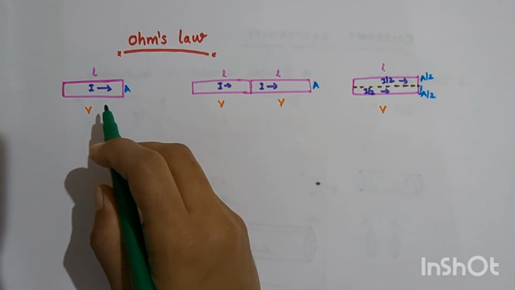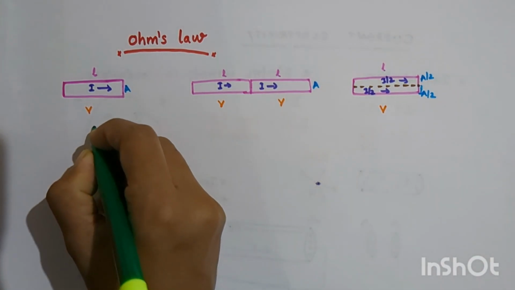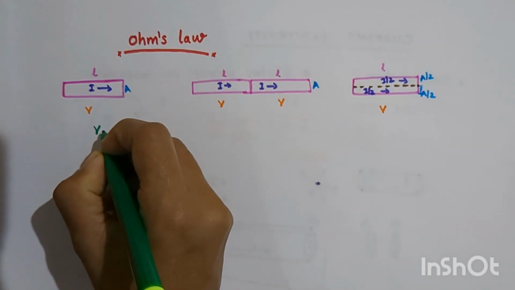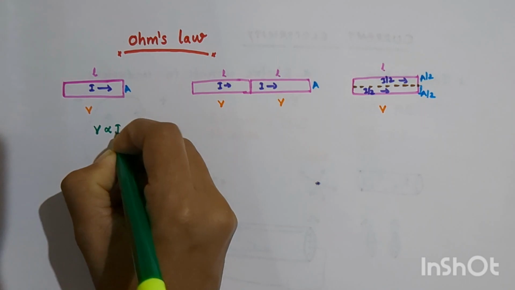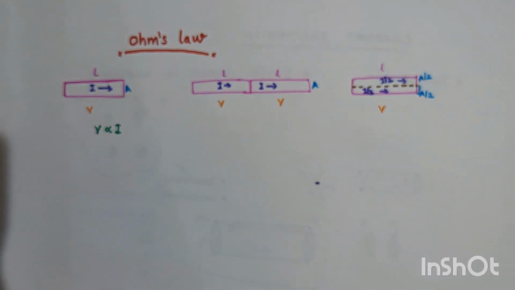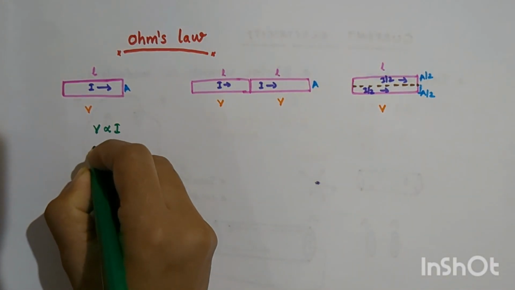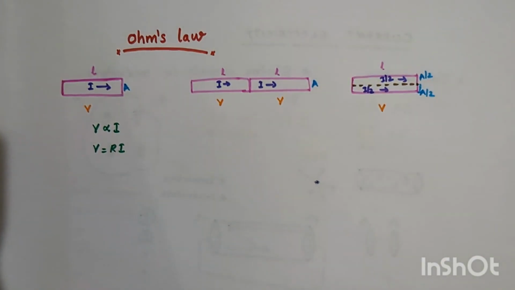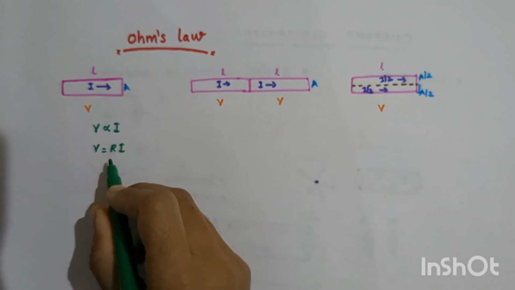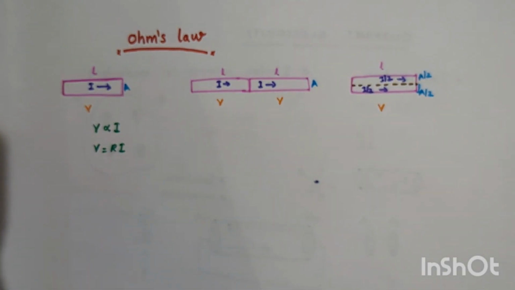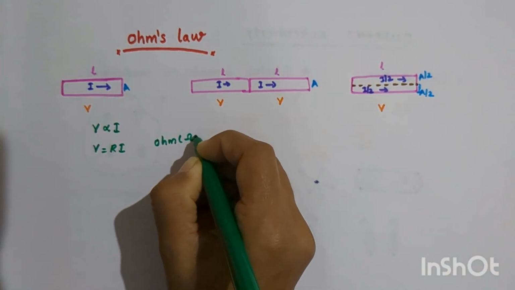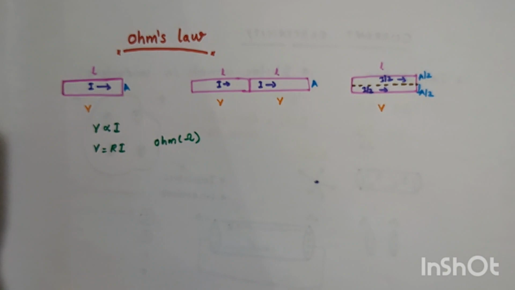Then from Ohm's law, we know that this potential difference V across the two ends of the conductor is proportional to the current through it. We can write it as V is equal to R into I, where this R is known as the resistance of the conductor. We know that the SI unit of resistance is ohm, which is represented by this letter.